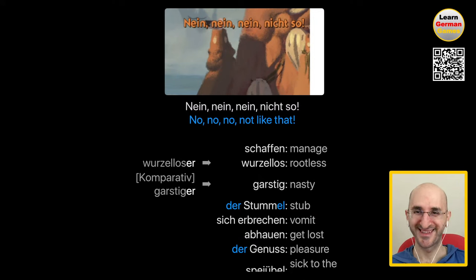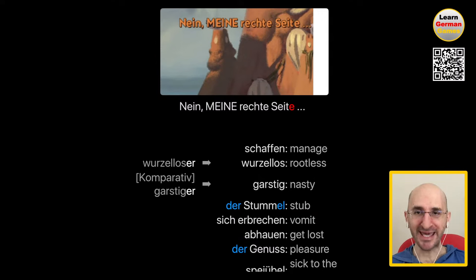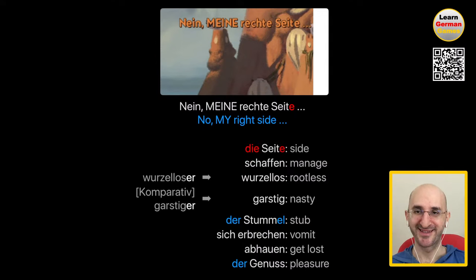Nein, nein, nein, nicht so. In German, so often means like that or like this. Not like this, not like that. Nein, meine rechte Seite. My right side. We gave a comment about the S a few minutes ago. You can also say Seite in southern Germany or Austria, you could hear that. But we're using the northern pronunciation here, that's why I say Seite. It's more common on TV to see that.